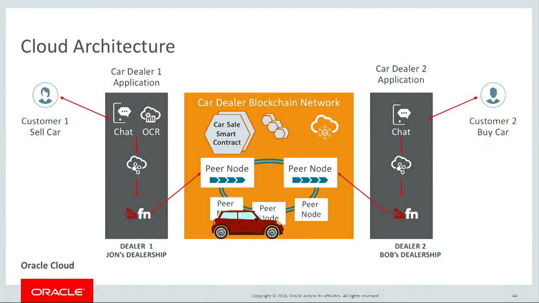Let me walk you through what really happened here. Using chatbots, we were able to place the car on the blockchain, and using chatbot again, we were able to buy the car from the blockchain. So this car went from Jones dealership to Bob's dealership, and finally we are going to pick it up tomorrow. So with that, let me walk you through what is really blockchain.